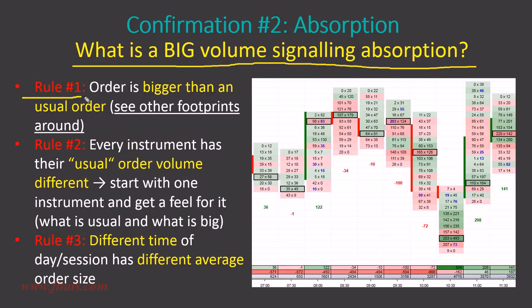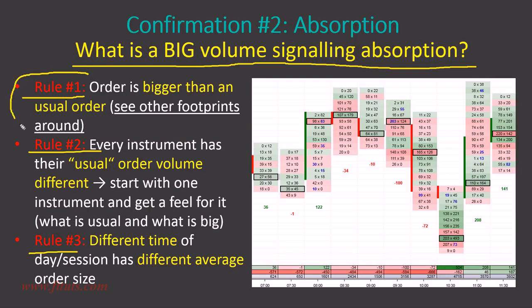There are 3 rules to help you identify the heavy volumes signaling absorption. Those rules are the same as from the previous video, the confirmation number 1, the limit order confirmation. So I'm just going to run through it real quick.